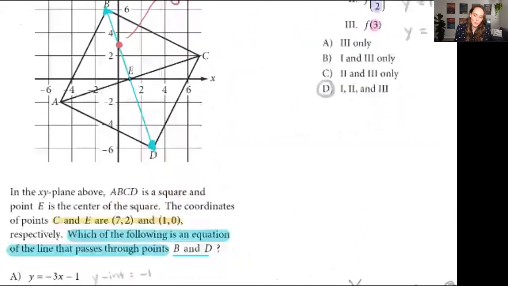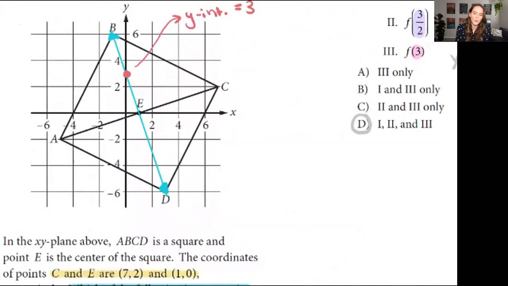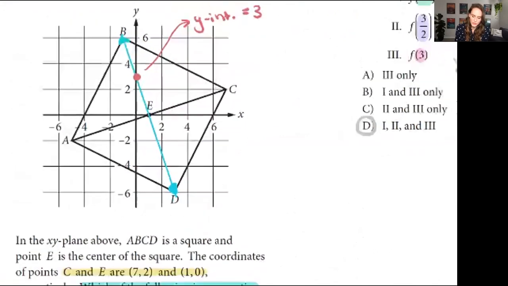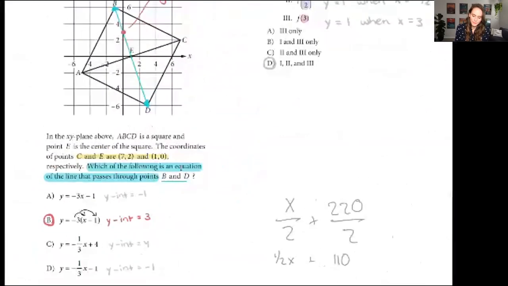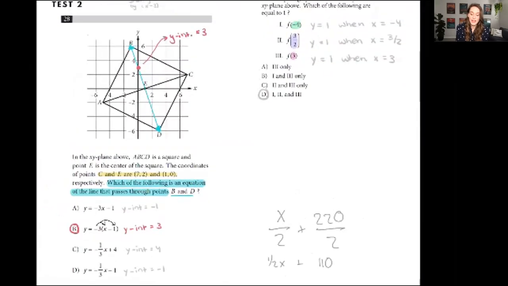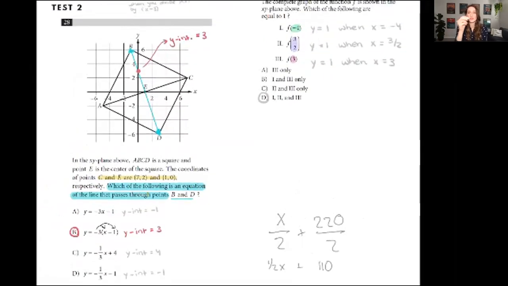And then you can see that the y-intercept is going to be here, somewhere between 2 and 4. And when we look at our answer choices, we can see that answer choice A has a negative y-intercept, so that's not possible. Answer choice B has a positive y-intercept because it's going to be -3 times -1. And answer choice C, the y-intercept is too big. And answer choice D, the y-intercept is too small, it's negative. So it has to be B, and we didn't have to do any algebra. All we had to do was draw a line.